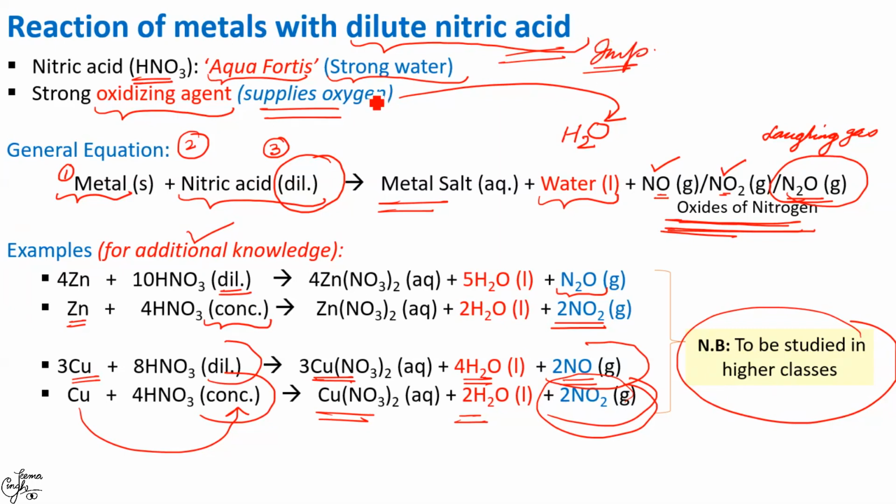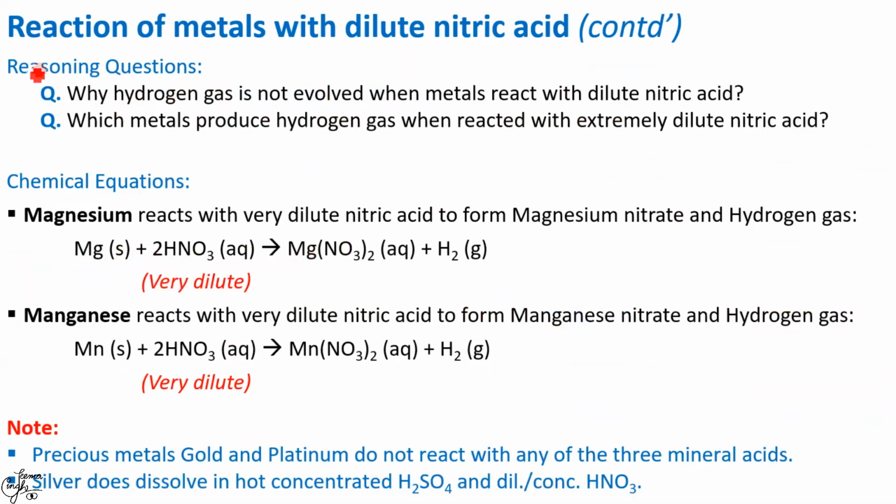The first reasoning question that can be put up from this topic is, why is hydrogen gas not evolved when metal reacts with dilute nitric acid? I've already told you the answer. Nitric acid is an oxidizing agent, therefore it oxidizes the hydrogen gas which is evolved into water. The second reasoning question, which is slightly more important, is which metals produce hydrogen gas when reacted with extremely dilute nitric acid? Yes, you heard that correctly.